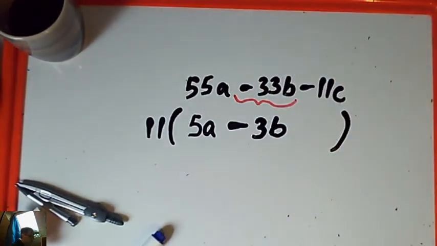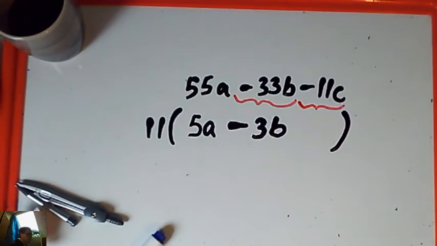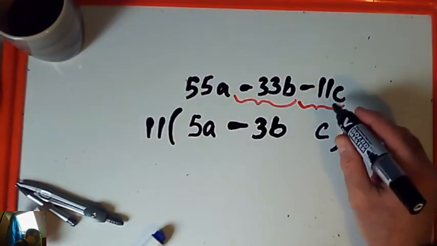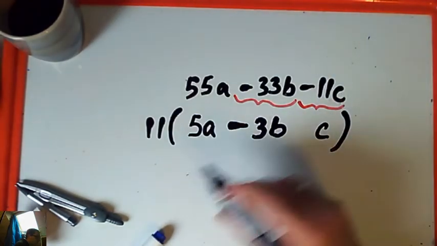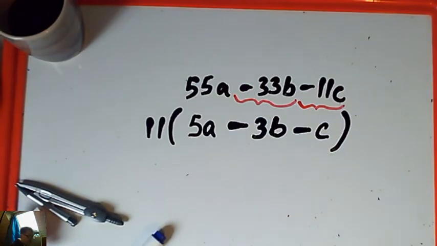On to the next one. 11 times what will give me minus 11c. Okay, so 11 times c will give me 11c. So 11 times minus c will give me minus 11c. So the factorization is, and again trying to type into iMaths as I speak to you, 11 times 5a minus 3b minus c. And we go on to the next one.